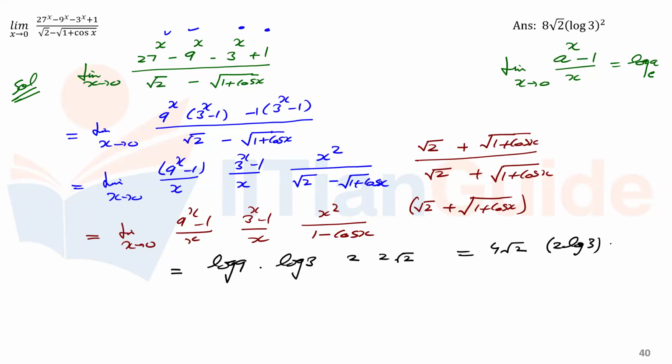And after that, we are left with the term of log 3. So basically 4 into 2, that is 8. 8 root 2, log 3 2 times. So I say it is log 3 whole square. That is my answer. Clear?